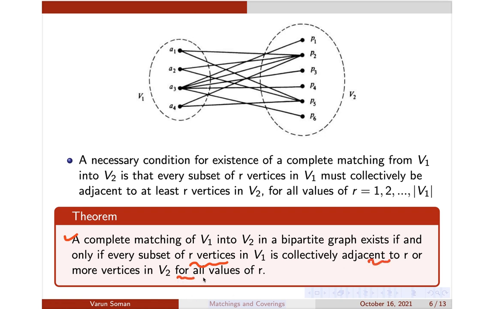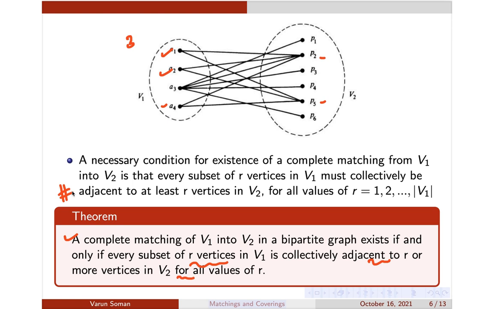Okay, I hope you get the logic of that. As you see in this example, these 3 vertices A1, A2 and A4 were collectively adjacent to just P2 and P5, and hence we couldn't find a complete matching giving assignment to any of them. So they should have been collectively adjacent to at least 3. Only then you can give a complete matching. Now this statement says that it's actually an if and only if condition. The proof is not required, but try to understand the meaning of the proof here.